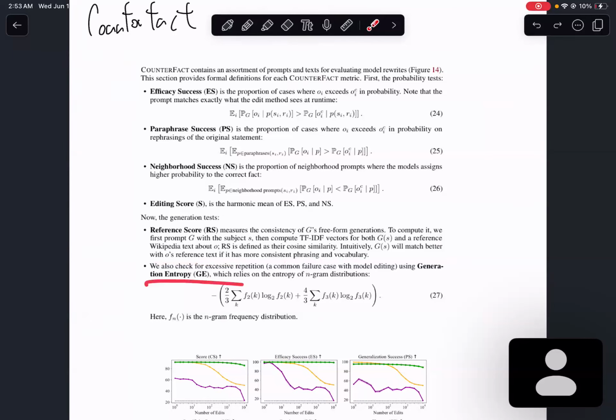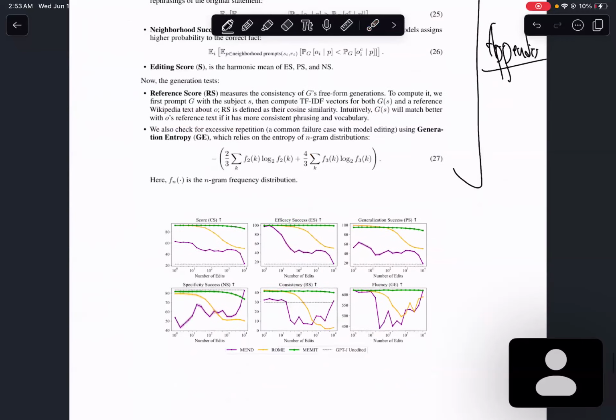They also have GE, which is a general entropy, to check for excessive repetition, which is a common failure. And these are all in the appendix of the paper, which is very helpful. I strongly recommend you guys look at the appendix, which is at the back of the paper.